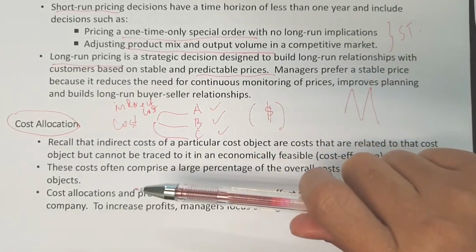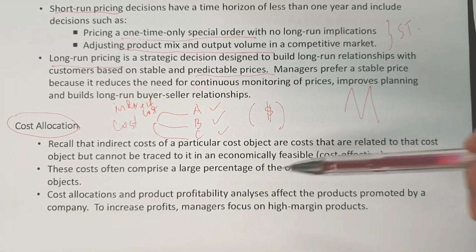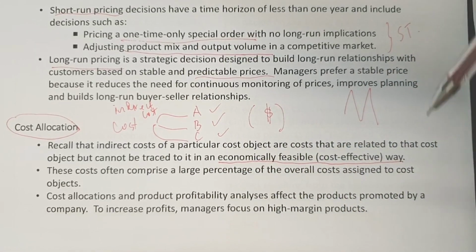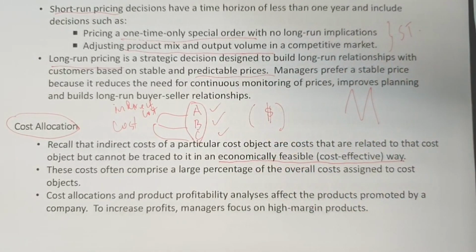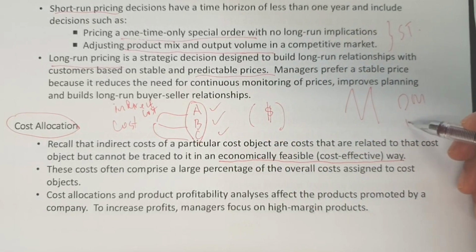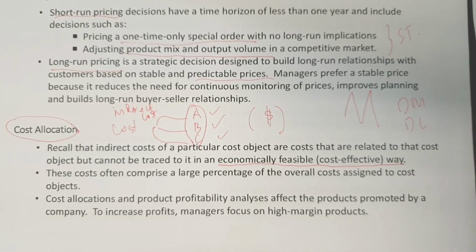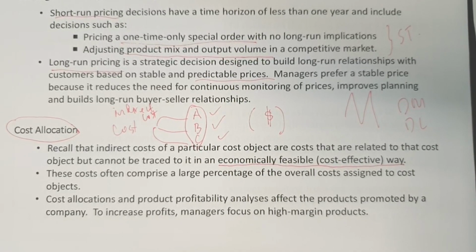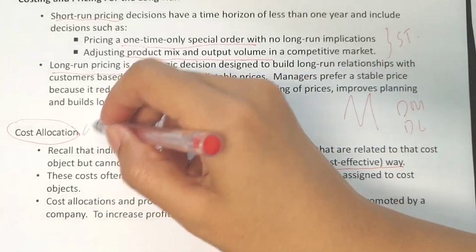Alright, so recall that indirect costs of a particular cost object are costs that are related to the cost object but cannot be traced to it in an economically cost-effective way. Certain costs, for example, as I said before, are hard to allocate to the products directly. Certain costs, for example, like direct material and direct labor, are very direct to the products, so we can easily trace them. However, for certain costs it is hard for us to identify the specific amount to charge on the specific products, so we have to do this allocation as best as we can.